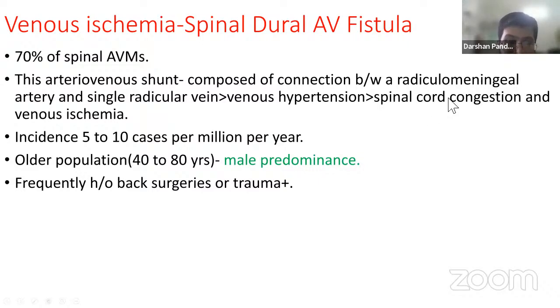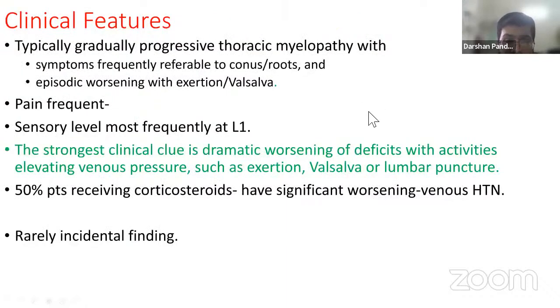Its incidence is 5 to 10 per million per year. It occurs in the older population, particularly males, with an age range of 40 to 80. There is frequently a history of some back surgery or trauma in many patients. So clinical features: gradually progressive thoracic myelopathy, plus symptoms frequently referable to the conus or roots. And most characteristic is dramatic worsening of deficits with either Valsalva or lumbar puncture or some exertion.